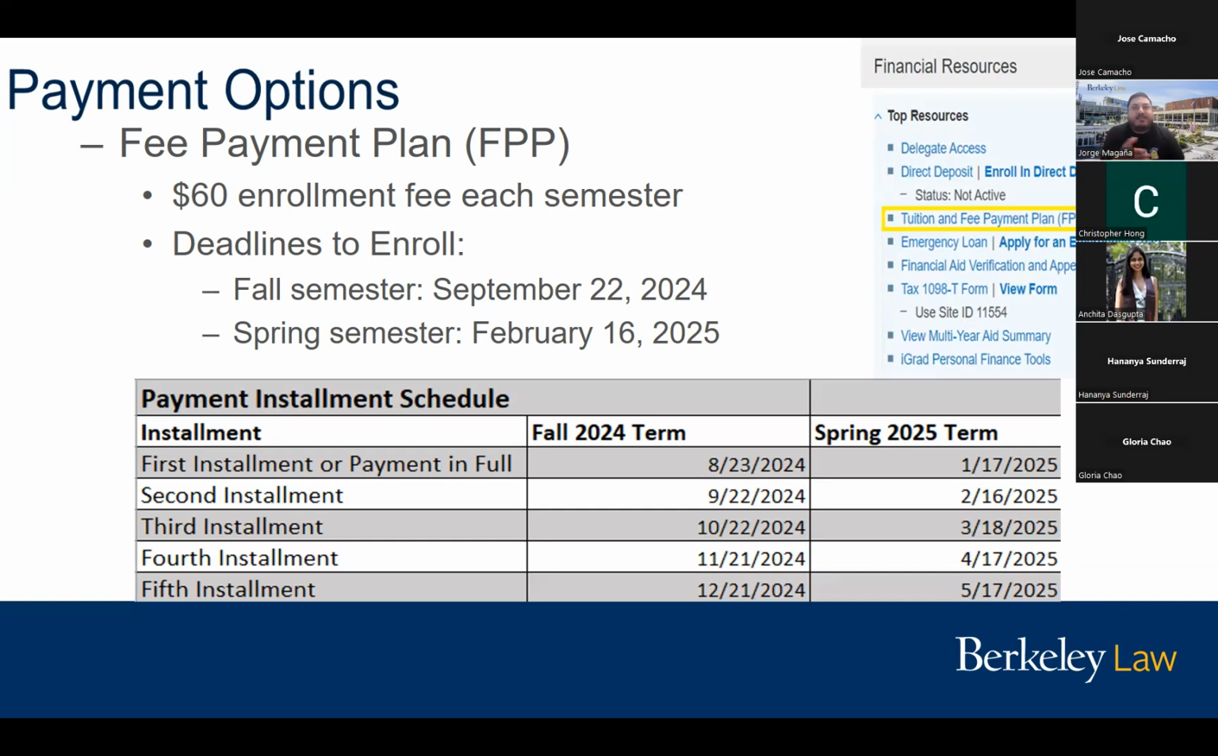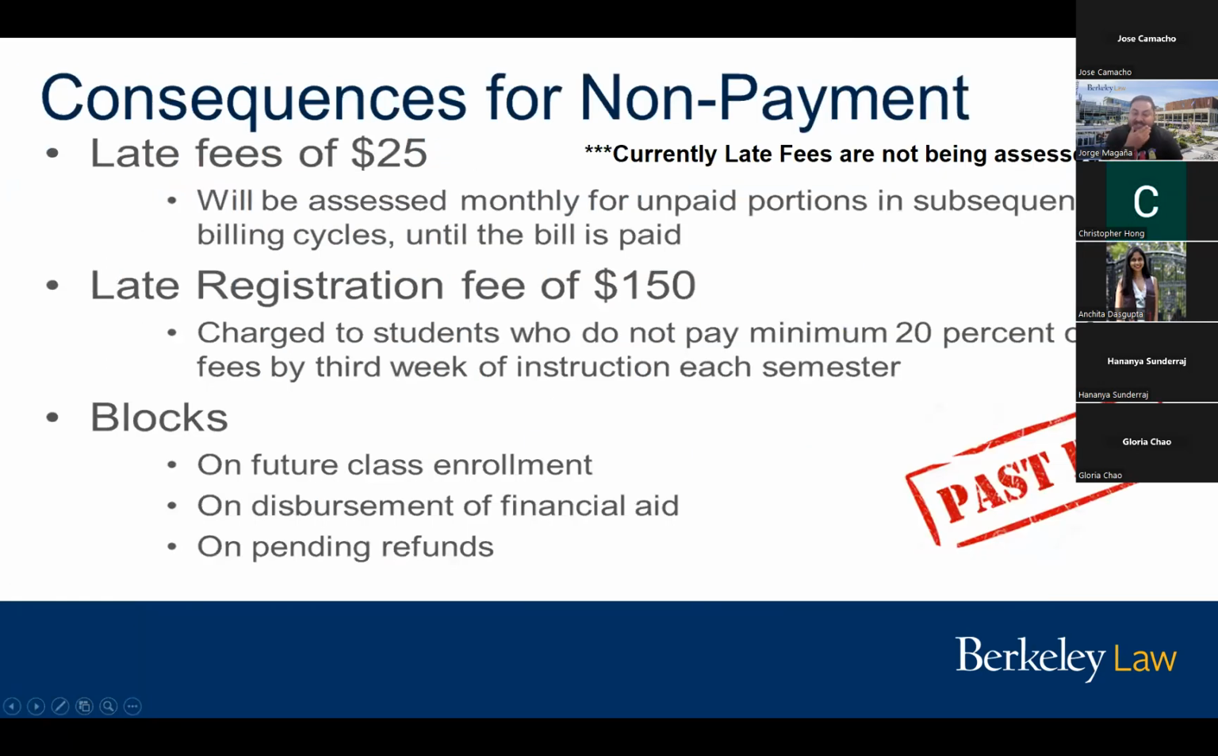But I would say for most people, you either have financial aid and you're going to pay it in full, or you're going to have the fee payment plan and pay in installments. You could sign up for it here on the right-hand side of your CalCentral tuition and fee payment plan. And LLM students do qualify for that. Again, for most students, the best thing to do is a combination of your aid, loans, and gift aid, and pay that right away.